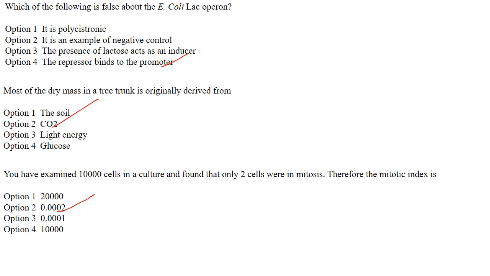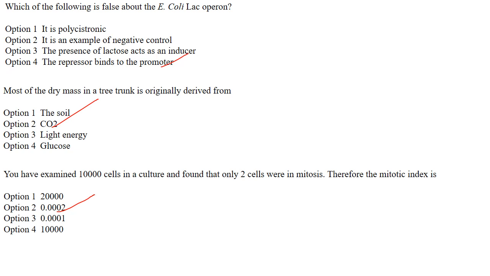Then most of the dry mass in a tree trunk is originally derived from. So the mass of the tree is primarily carbon. The carbon comes from carbon dioxide used during photosynthesis. So answer is option 2.